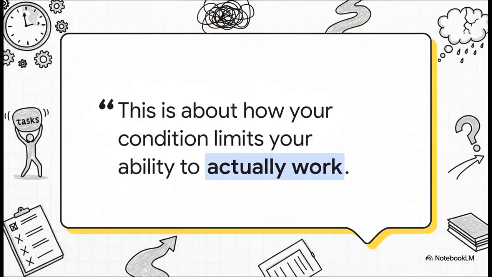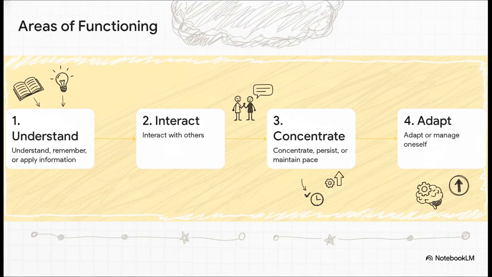This quote really says it all. The focus completely shifts. It's no longer about your diagnosis label, it's about your real-world limitations. The SSA needs to understand, in very practical terms, how your symptoms keep you from doing basic work activities. So how do they measure that? Well, they have a yardstick, and it's broken down into these 4 key areas.